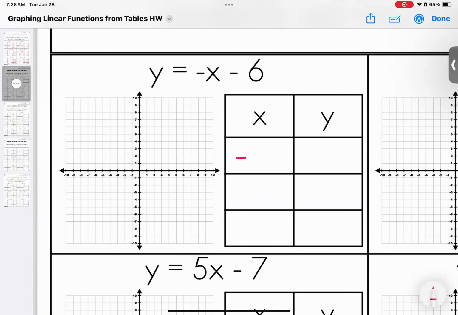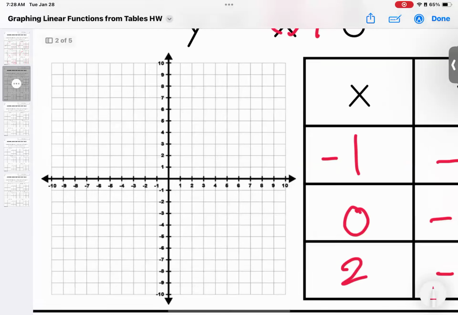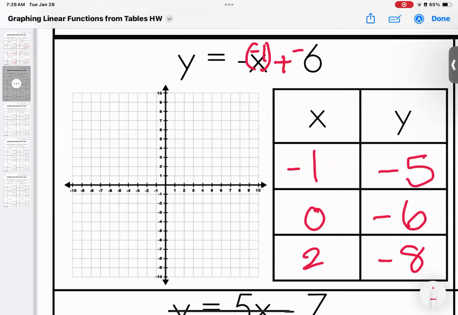Let's do a -1 here, just to work it through. So if I were to put a -1 in here, negative times negative is a positive. It becomes a +1. +1 plus -6 is -5. All right. 0 plus -6 is -6. And then -2 plus -6 is -8. Let's make it big. All right. Over 1 down 5, over 0 down 6, and then over 2 down 8. Draw your line, and off we go.